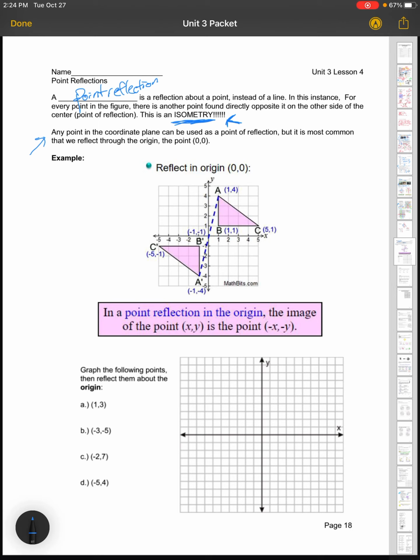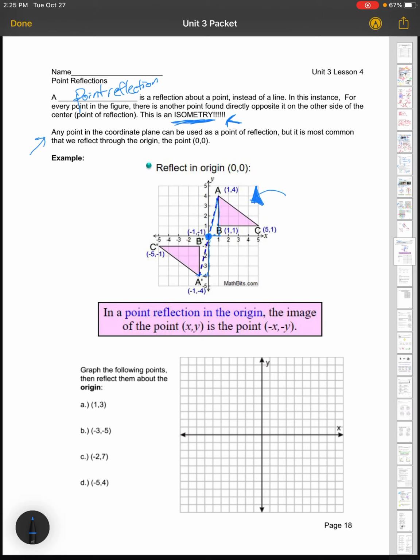So let's take a look at this reflected triangle. We're reflecting this triangle ABC through the point of reflection as the origin. Notice how it's directly opposite, just like we did with line reflections. So we count down 1, 2, 3, 4 over 1. 1, 2, 3, 4 over 1.